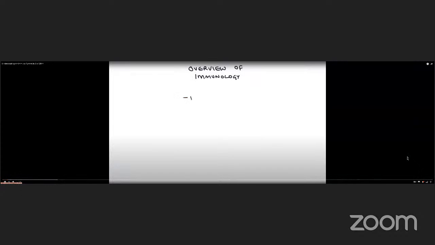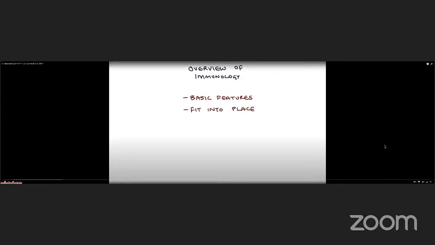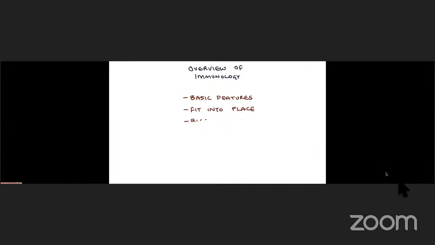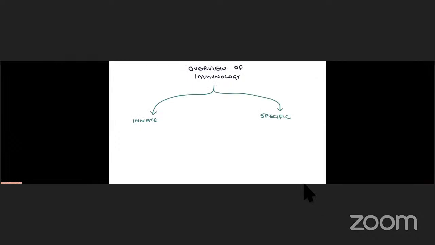This is Tom from ZeroToFinals.com. This video was designed to give an overview of immunology so that you understand all the basic features of the immune system. It will also help you to return to this video once you've already learned the detail so that you can again fit those details back into the bigger picture about how the immune system works. The immune system can be categorized into the innate immune system and the specific immune system.